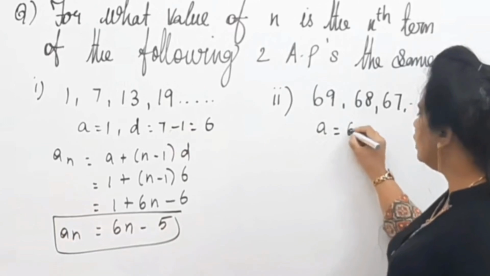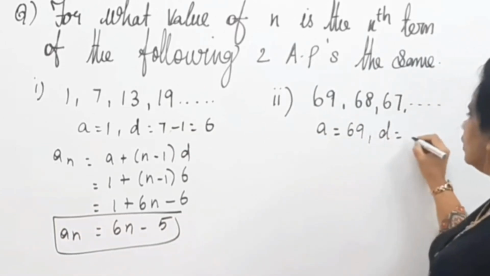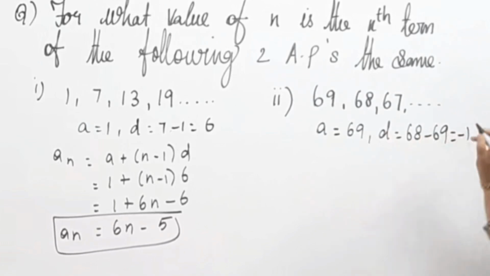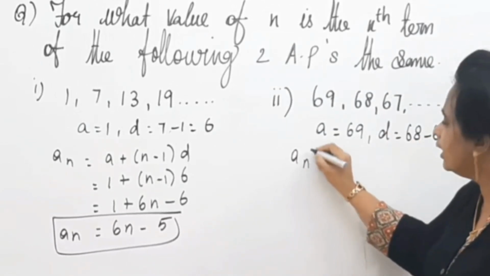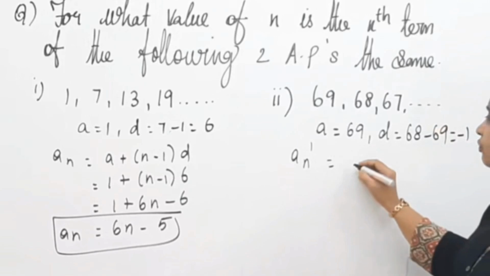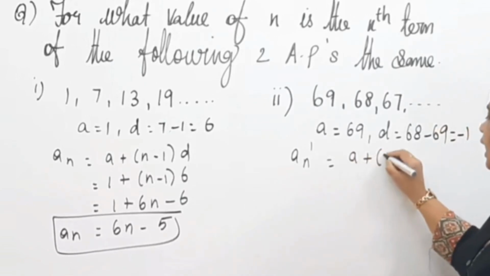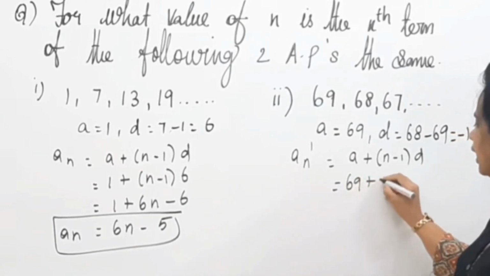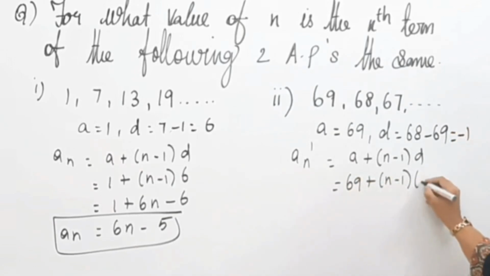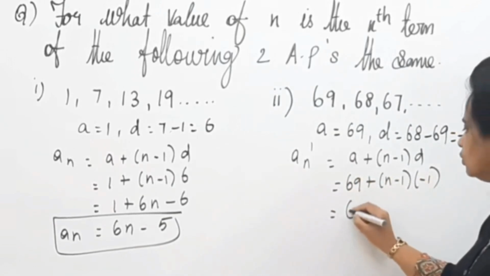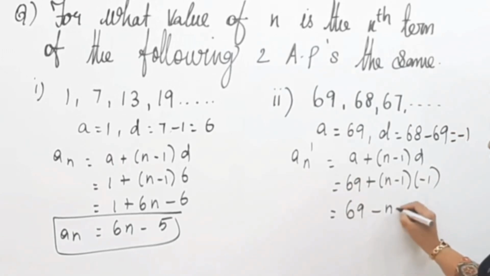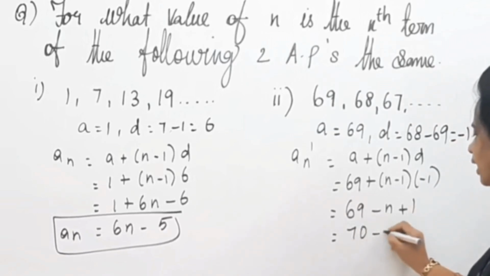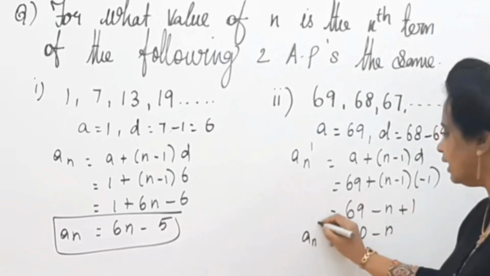So a is equal to 69 and d is equal to 68 minus 69, which is equal to minus 1. So let me have my an dash just to have the difference. So a plus n minus 1 into d. So my a is 69 plus n minus 1 into d is minus 1, which is equal to 69 minus n plus 1. That's equal to 70 minus n. This is my an dash.